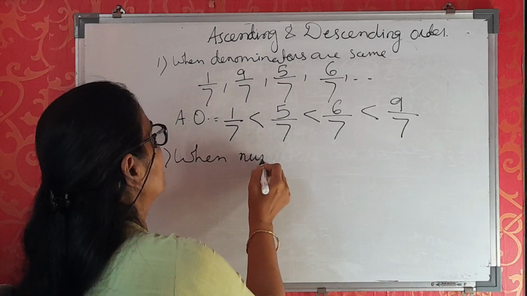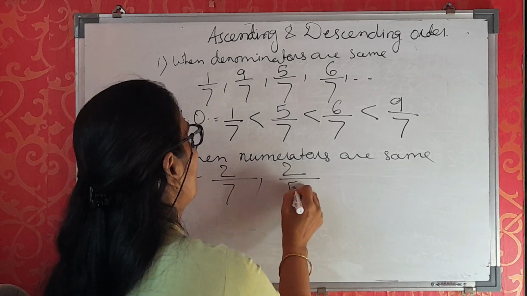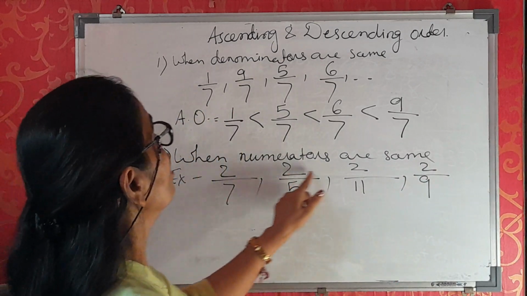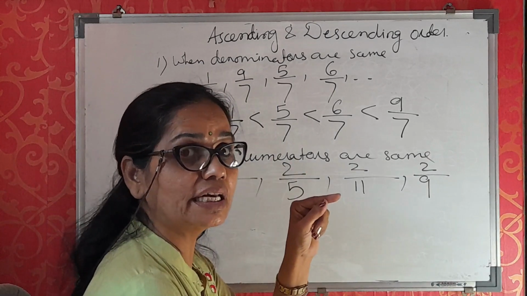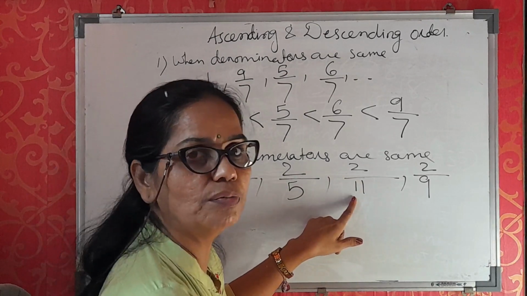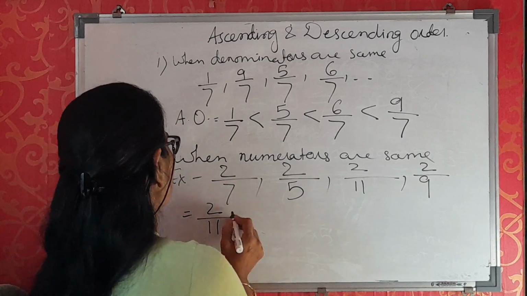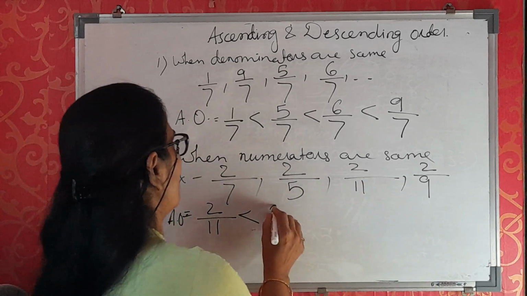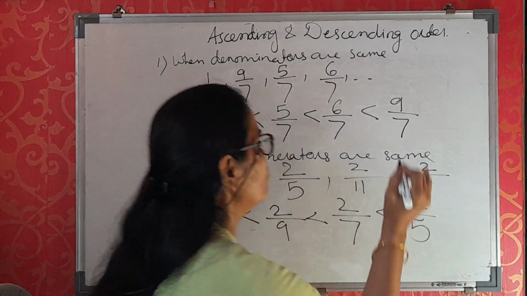Now when numerators are same, for example 2 upon 7, 2 upon 5, 2 upon 11, 2 upon 9. This way, all numerators are same. Here denominators are different. So in that case, what is the trick? The bigger denominator will be your smaller fraction. So here the bigger denominator is 11, so 2 upon 11 is smaller. So your ascending order will be 2 upon 11 is less than 2 upon 9 is less than 2 upon 7 is less than 2 upon 5.